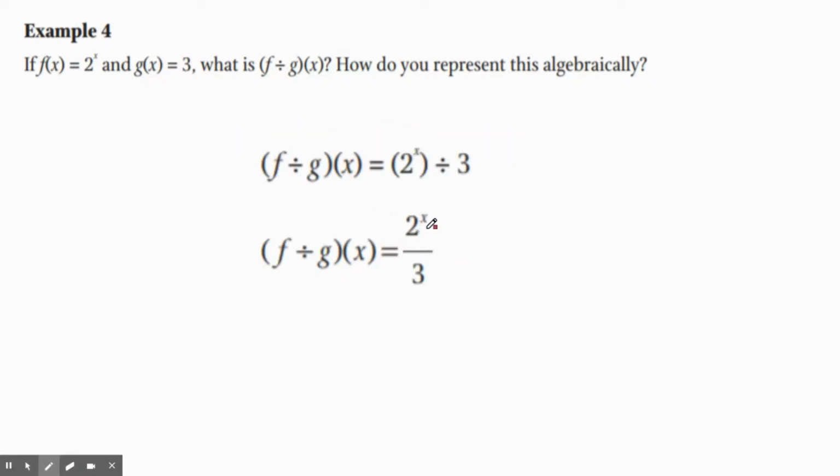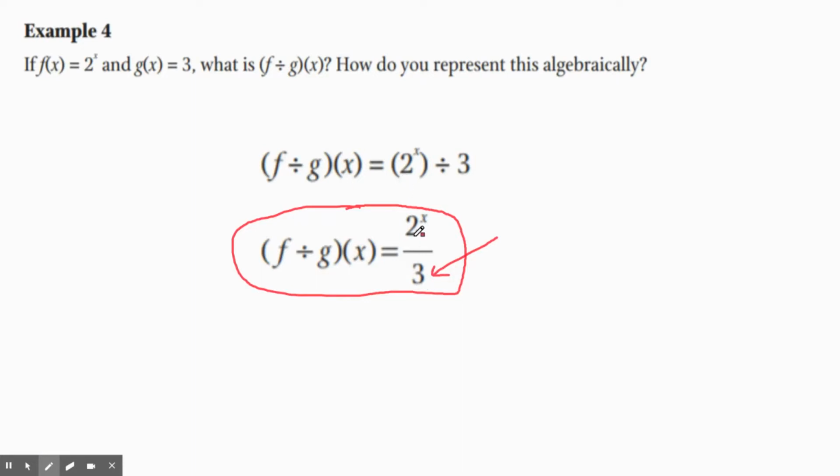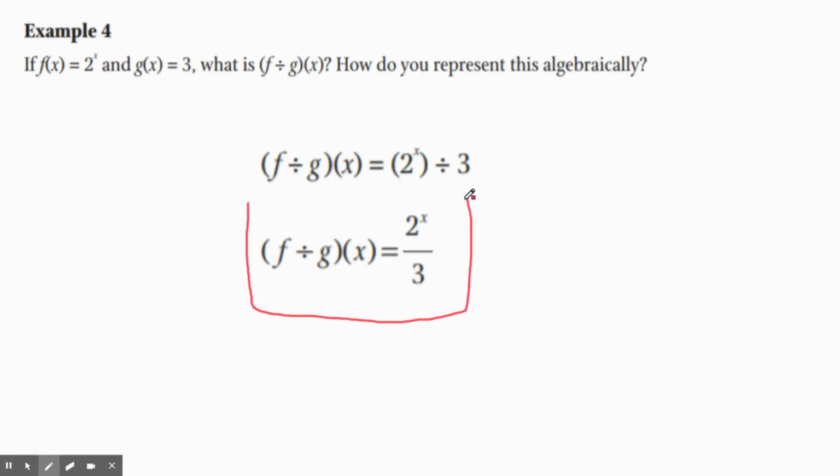So your final answer here is going to be 2 to the x over 3. And there's not going to be any scenario where the denominator is going to be equal to 0. So you just leave it like that. Even if this was 3 to the x over 3, you would just leave it like this. This is already simplified.